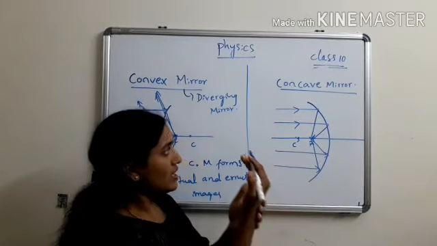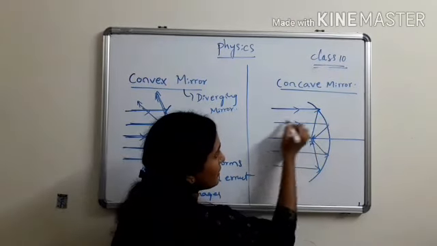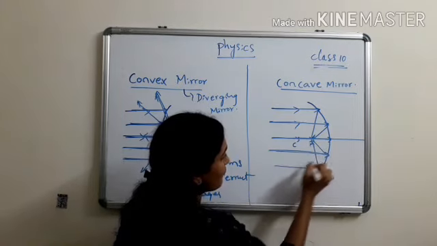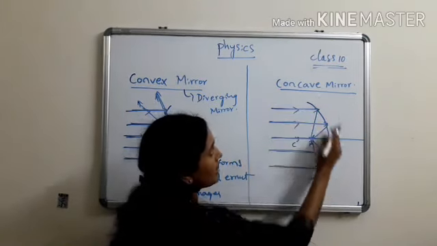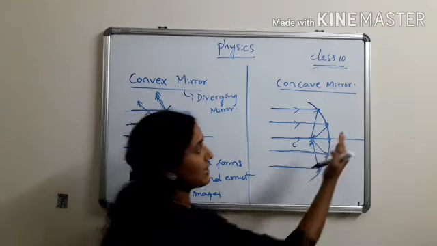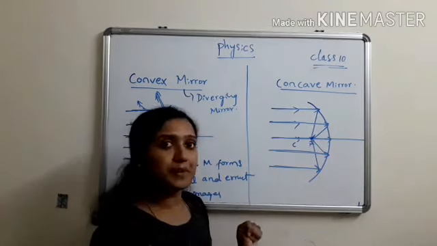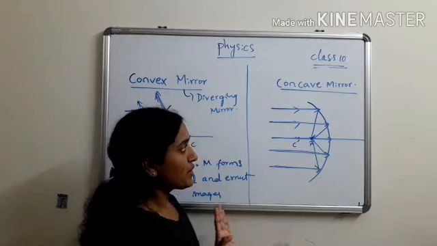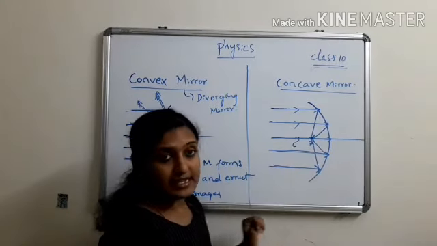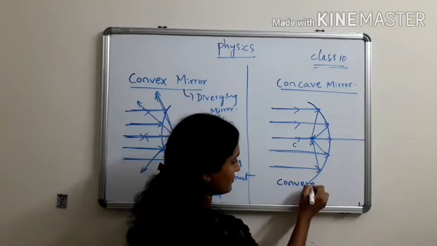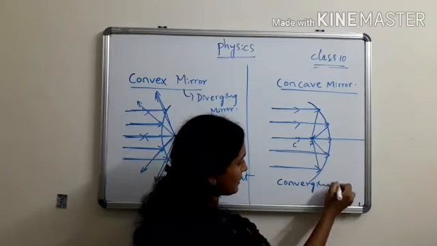So when the light rays fall on the spherical concave mirror, they reflect back to the focal point on the principal axis. So this we will call a converging mirror.